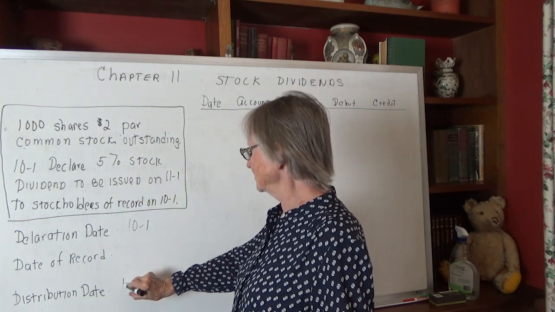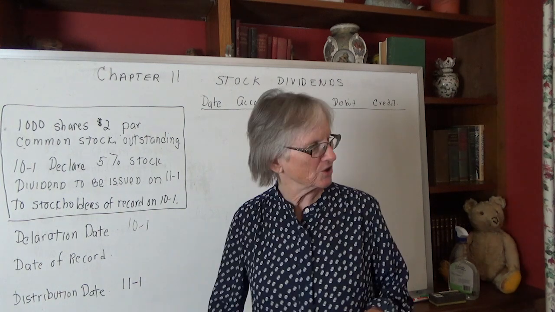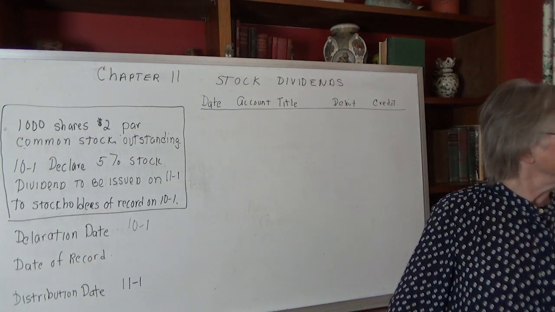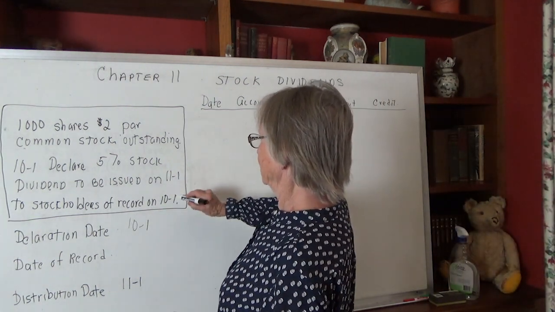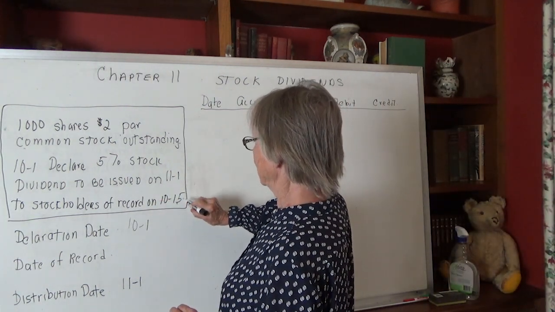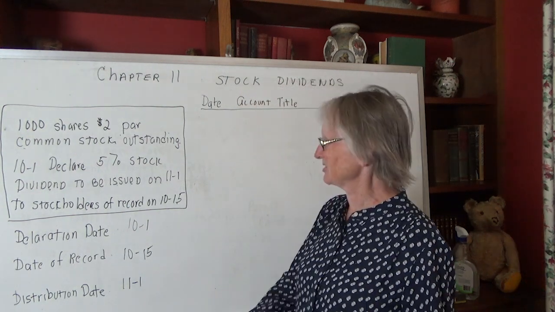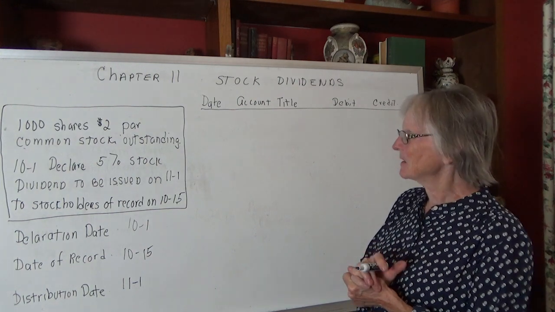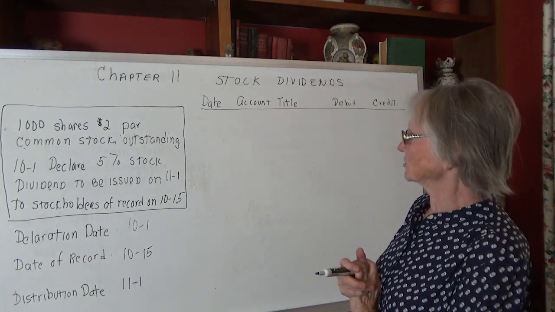Okay, so that would be the distribution date. I think I messed up a date here. Maybe this should be, I think the stockholders of record on 10/15. There we go. Let's do that. All right, just to keep things lined up. So you're still going to have the 3 dates involved. So let's see how this works.